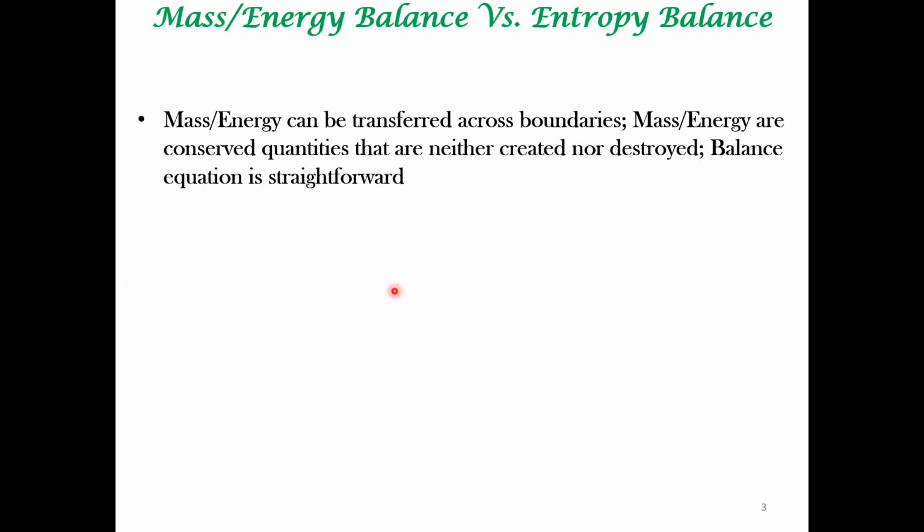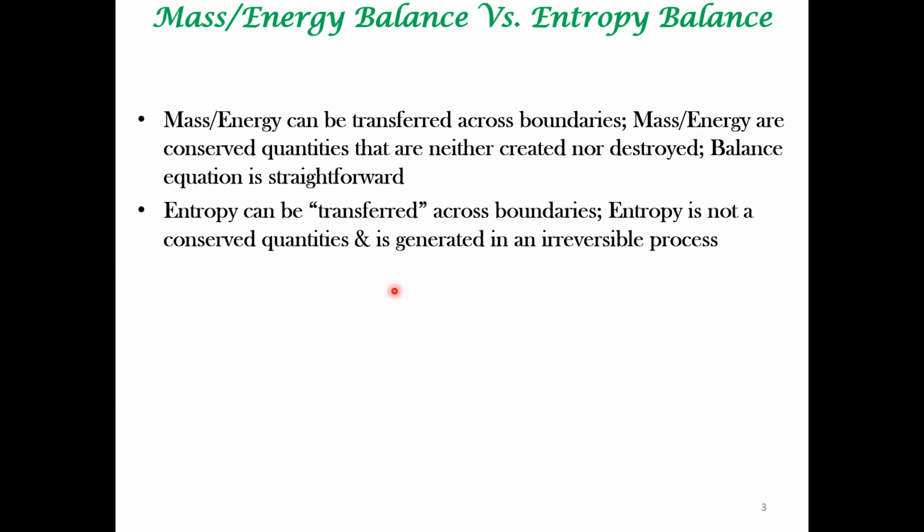So mass and energy can be transferred across boundaries. Mass and energy are conserved quantities. We're not going to the relativistic limit or E equals mc squared, the conversion of mass and energy, but within simple engineering scientific context, mass is separately conserved, energy is separately conserved, and we can write a balance equation because energy and mass are neither created nor destroyed.